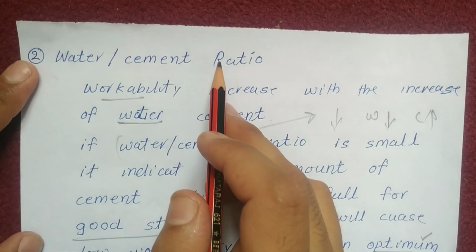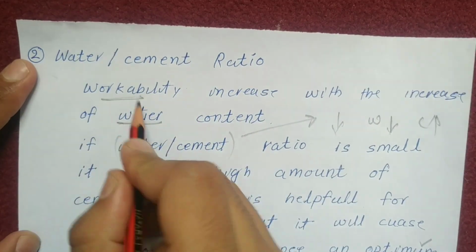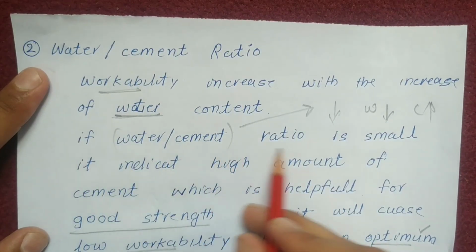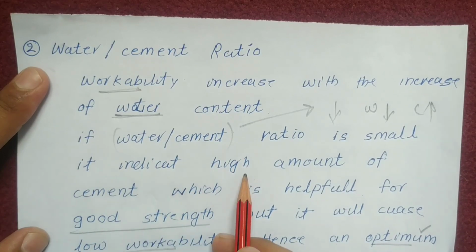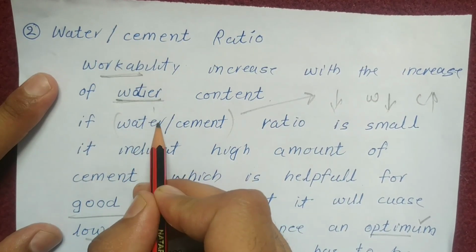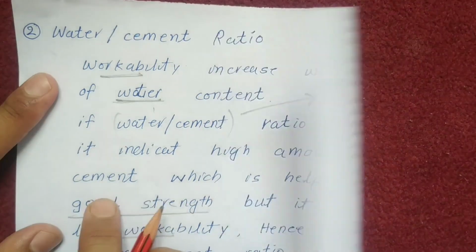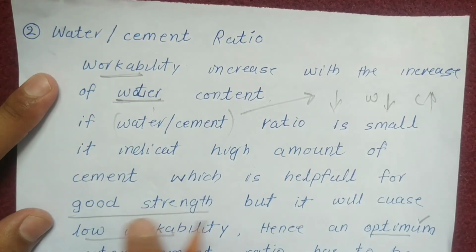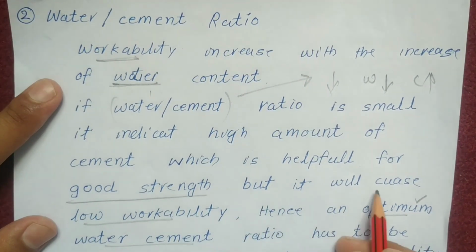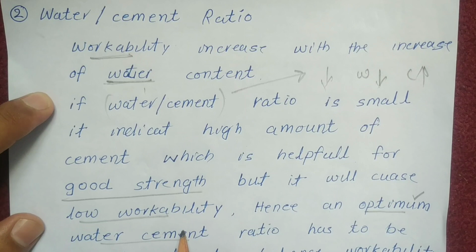Now we are coming to water cement ratio. Workability increases with the increase of water content. It is very simple. Whenever we are increasing water content, then workability will increase. If the water cement ratio is small, it indicates a high amount of cement. Whenever the water cement ratio is small, it means that water is less and cement is more, which is helpful for good strength. Whenever the cement is more, the strength of the concrete will be good, but it will cause low workability. Whenever the water is less, it causes low workability.